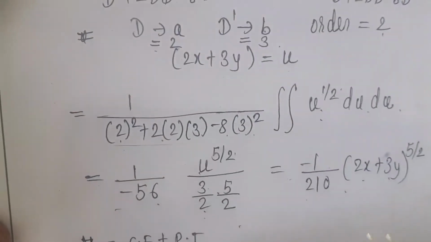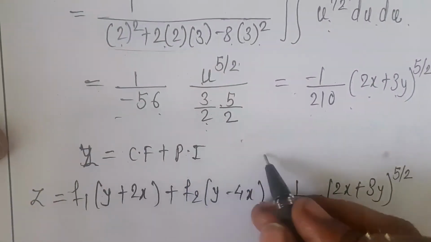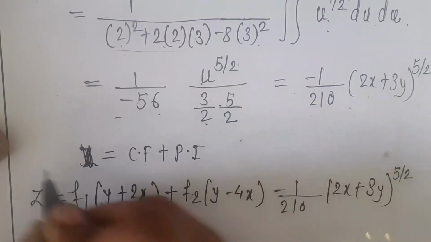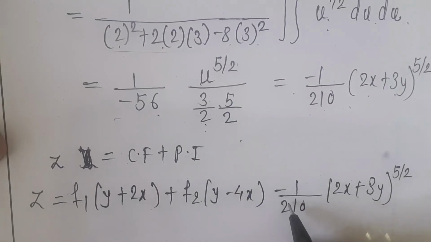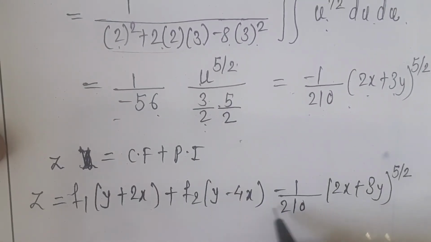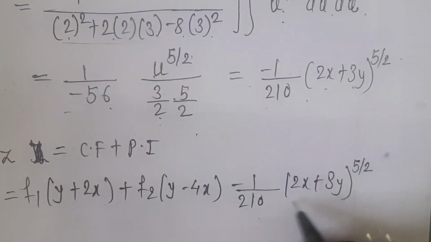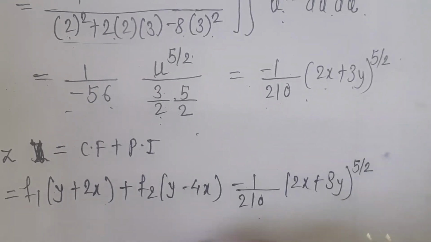So z is equal to, finally the solution is CF plus PI, and z becomes f1 of y plus 2x plus f2 of y minus 4x minus 1 upon 210 times 2x plus 3y to the power 5 by 2.